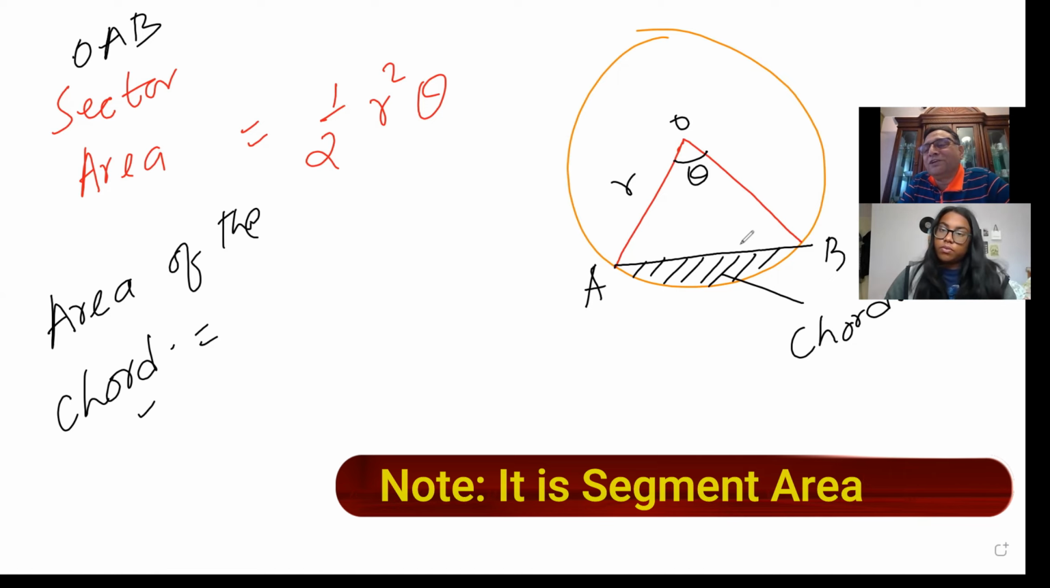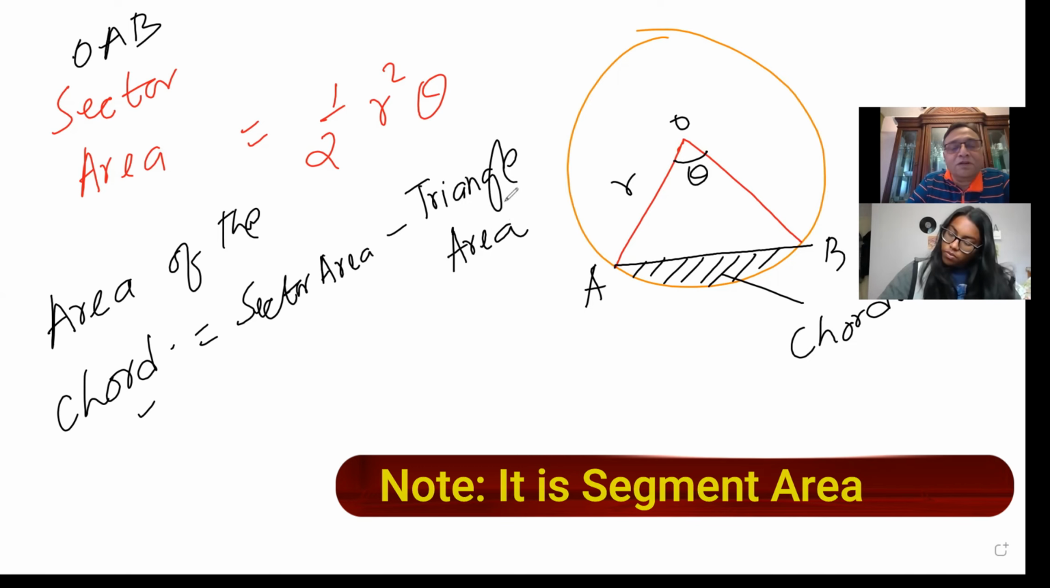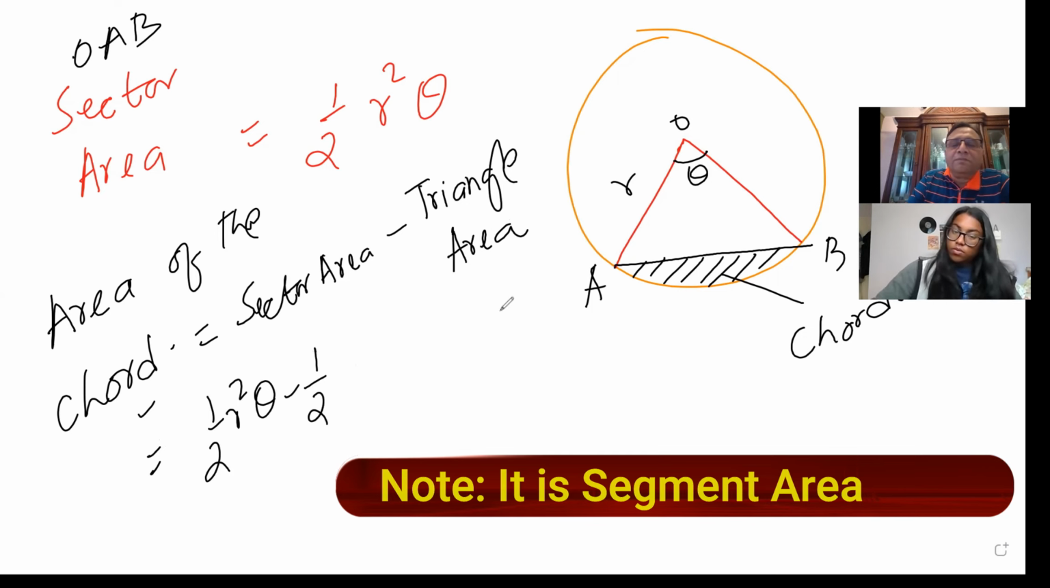I have to subtract the area of the triangle from the sector area, correct? Fine. We know the formula for sector area, which is half r square theta. And what is the formula for triangle area? Half base into height, right? Base is AB for us. And height, how do I find the height?